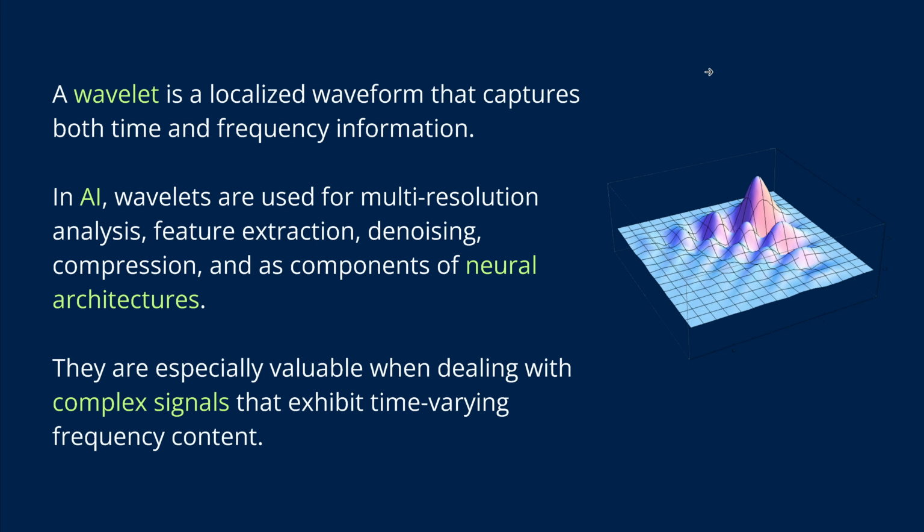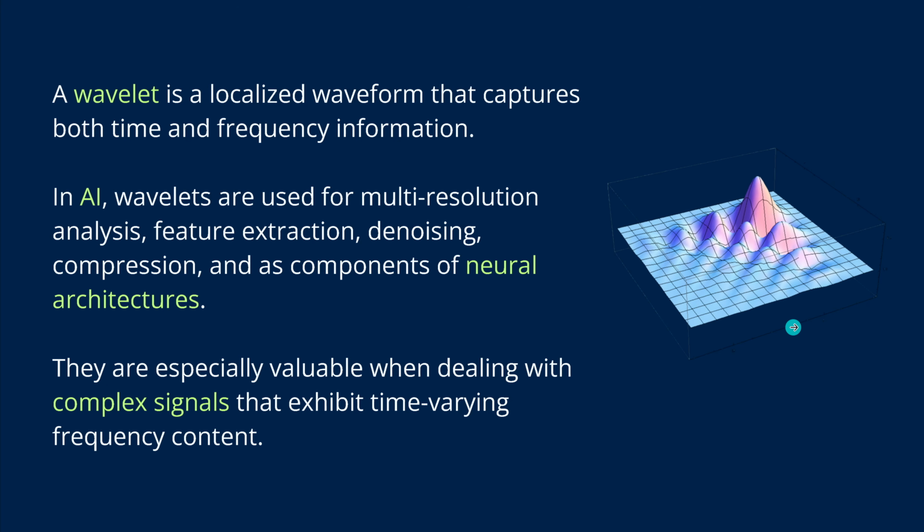And here we have a wavelet. Here it is, one of the possible wavelets. What is it? It is a localized waveform that captures time and frequency information. So not just limited to what you already know, but we have the time dimension also. And I will focus on wavelets in AI and not in signal theory. So, how to apply this in AI: wavelets are used for multi-resolution analysis, feature extraction, denoising, compression, and as components of neural architecture. And they are so valuable when we analyze complex signals that exhibit time-varying frequency content.